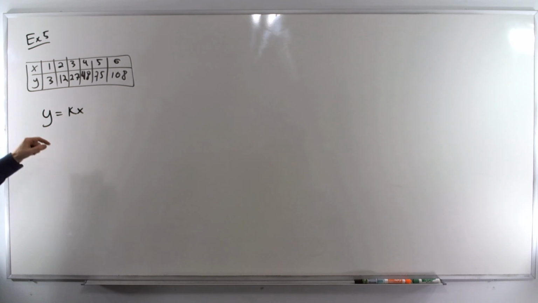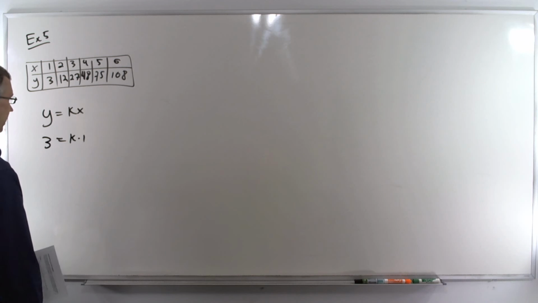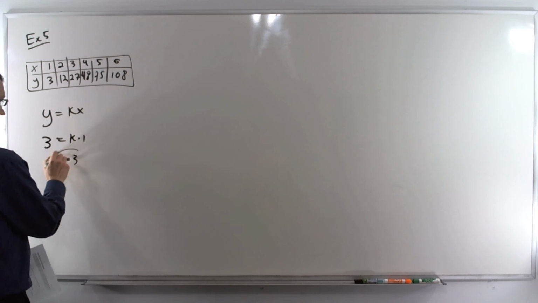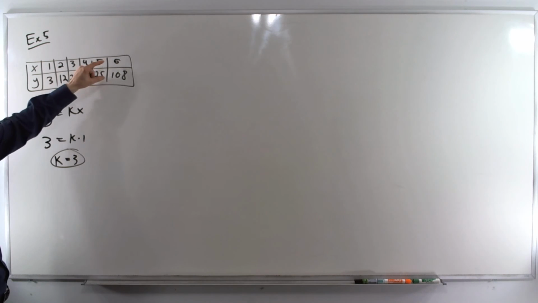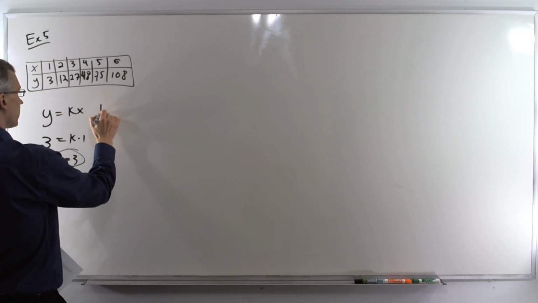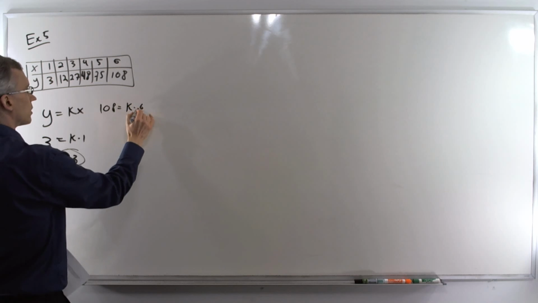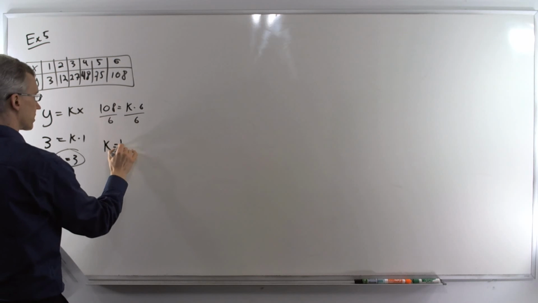And now what we're going to do is pick one of these sets of values and plug it in and get a k, just like we did before. Except this time, we're just picking the data right out of the table. That's the only difference. So I got a y of 3 and an x of 1. So 3 equals k times 1, so k equals 3. Now let's try it with one of the other pieces of data. It doesn't matter which one, I'm going to pick the one on the end. So y is 108, and x is 6. So let's divide out and see what our constant of variation is. Well, that gives us a k of 18.